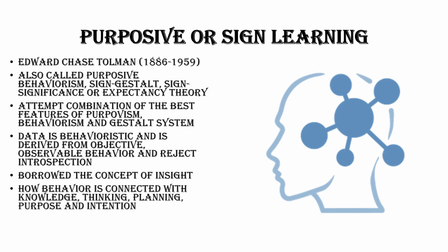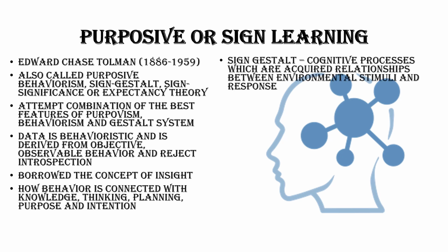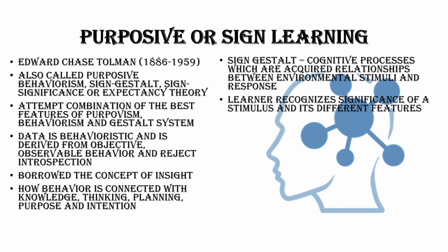Well, Tolman did not consider learning as a matter of conditioned responses, and the core of learning consists of sign gestalt, cognitive processes which are acquired relationships between environmental stimuli and responses. In sign gestalt, the learner recognizes the significance of a stimulus and its different features. By following a series of recognizable signs towards a specific goal, learning becomes purposeful.